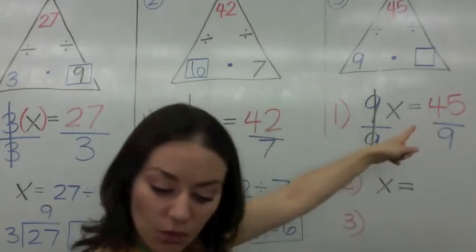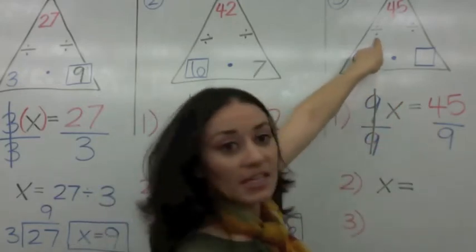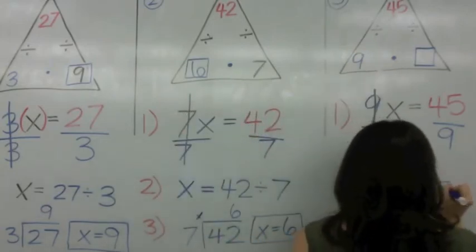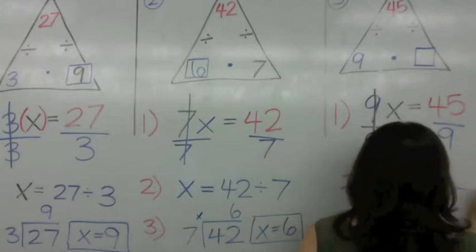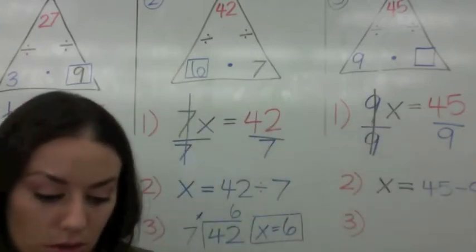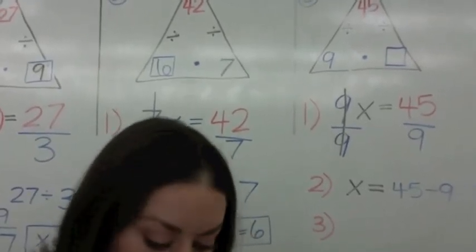That's what that says. So I want you to write it using this symbol. Okay, let's do it together. 45 divided by 9. Very good. 45 divided by 9. Okay, so 45 divided by 9.